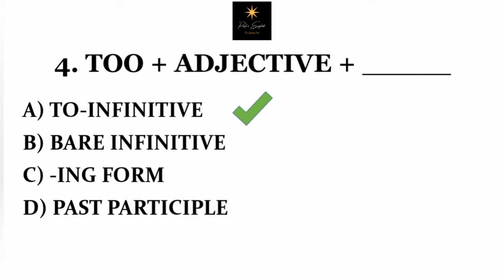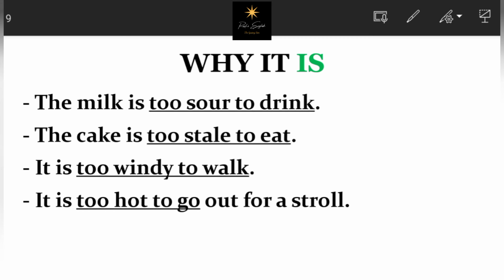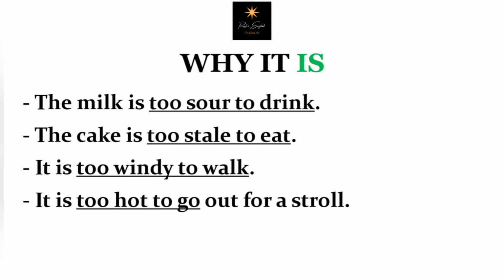Now let's look at "too" adjective and "to" infinitive. So too adjective, to infinitive. "Milk is too sour." Okay, the milk is too sour for what? The milk is too sour to drink. It is not fit for consumption. The cake is too stale to eat. It is too stale. It is too old. It's gone. I cannot eat it, or nobody can, no one can eat it any longer.